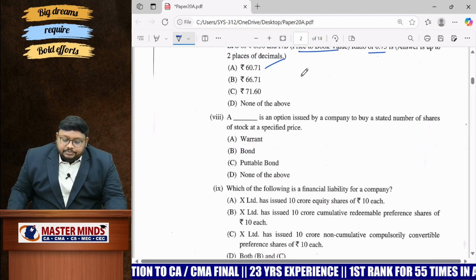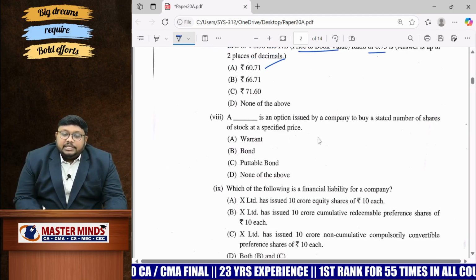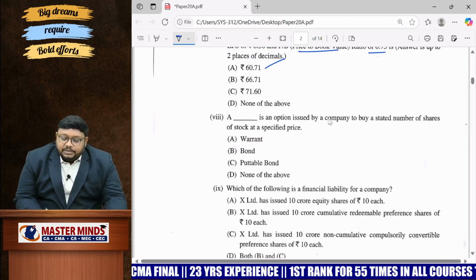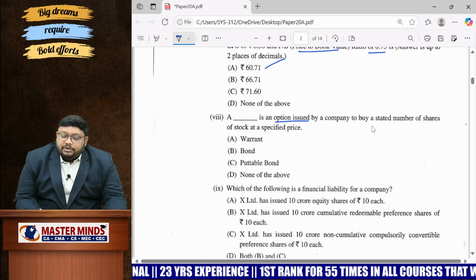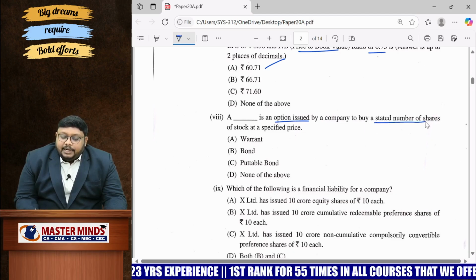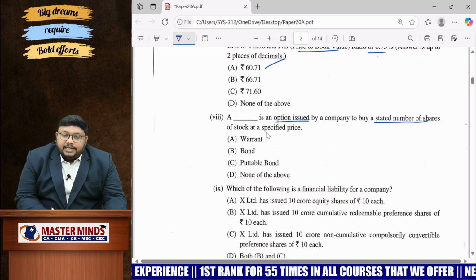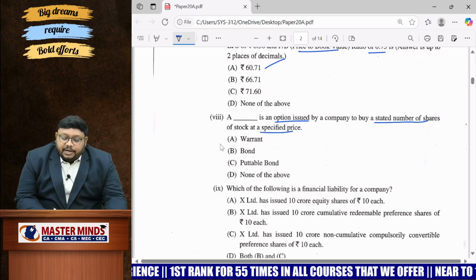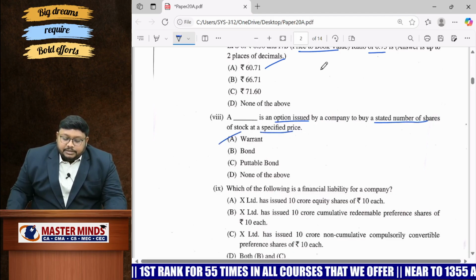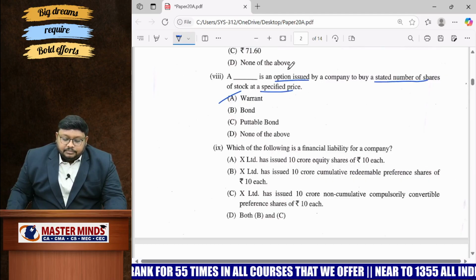And coming to the eighth one, this question is from valuation of assets and liabilities. Already we know what the option is that you have been given to buy a stated number of shares at a future date, generally for a specified price. So we can call it warrants.